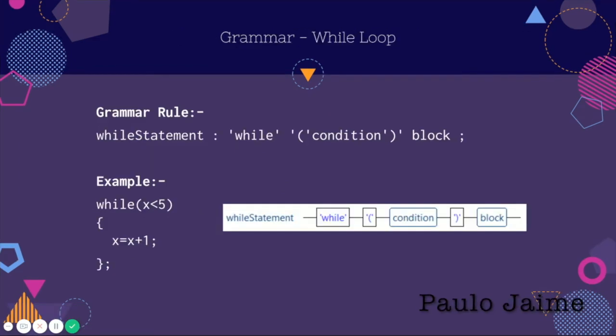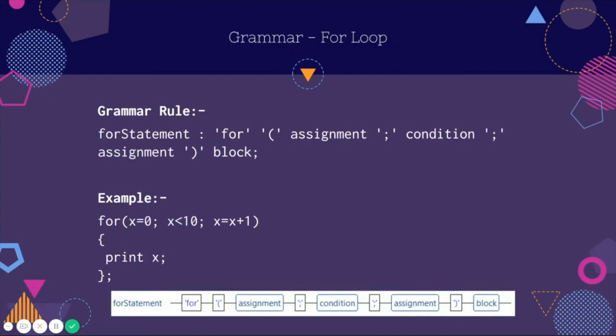Now let's take a look at the grammar for the while loop. The while loop starts with the word while, and then we have a condition, and then we have a block. For the condition in this case, we have x less than 5, and for the block, we have x equals x plus 1. As long as x is less than 5, we can continue setting x equals x plus 1.